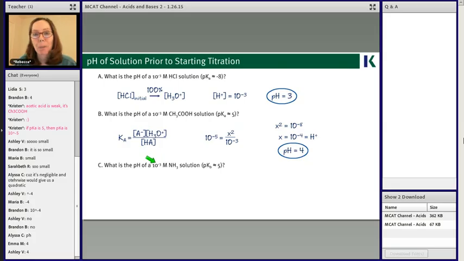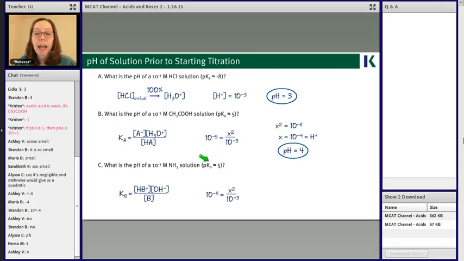I'm imagining a problem we're going to do in a moment. We're going to do the same thing with ammonia. Now for this, Kb, same thing. It's a base if it's accepted a proton and split water. So this is our reaction. B becomes HB plus OH minus. And we go through the exact same process.